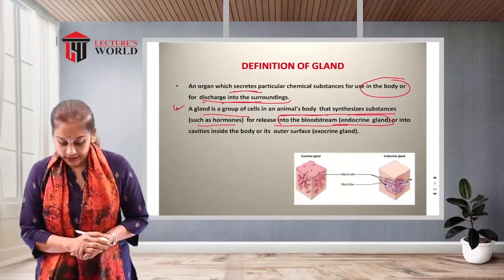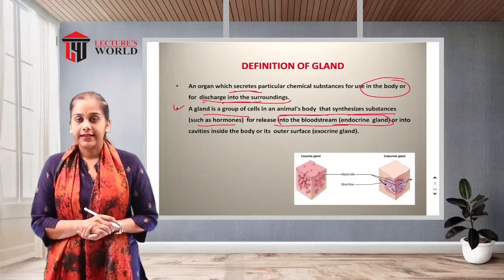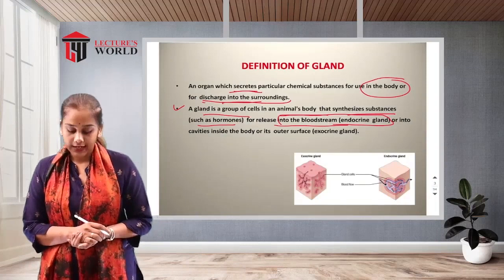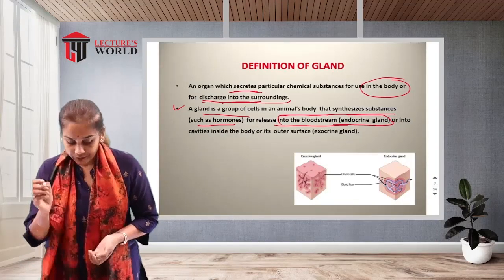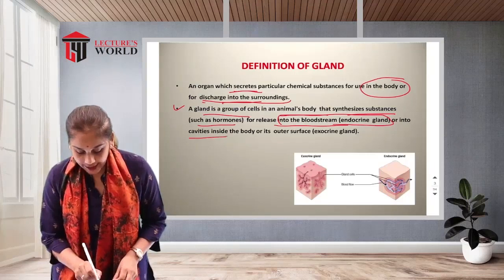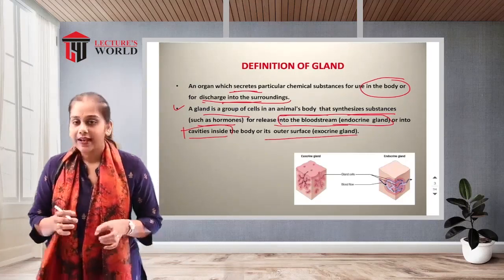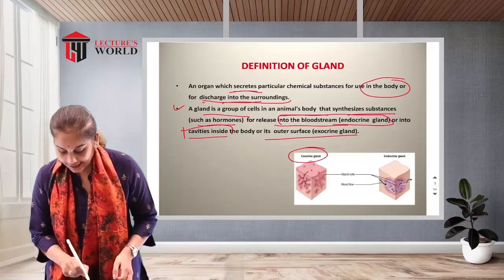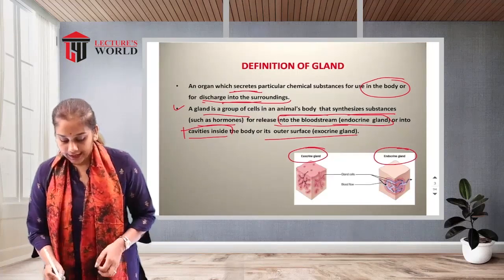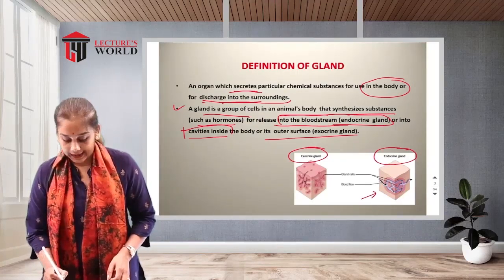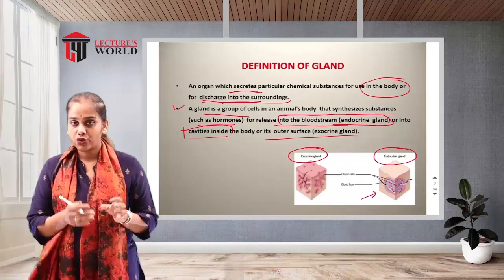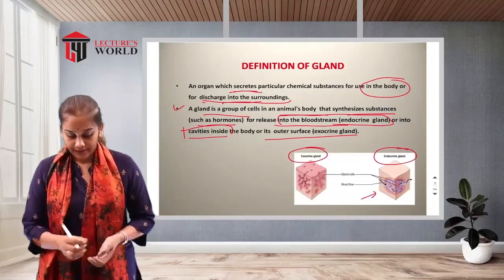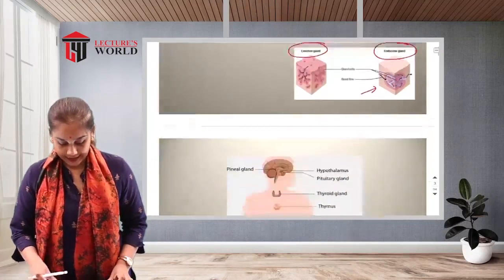Okay, as we have seen, what is an endocrine gland? They secrete their secretion or hormones directly into the blood. That is the meaning of the endocrine gland. Secretion into the cavities inside the body, or onto its outer surface, is done by an exocrine gland. See, this is the exocrine gland, and this is the endocrine gland. Endocrine glands secrete directly into the blood, while exocrine glands secrete their secretion via a duct. So there are two types of glands.